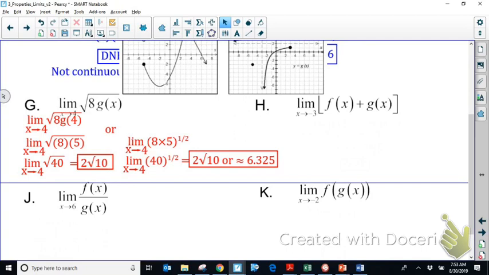Part H is just the sum rule. Evaluate function f and g as x approaches 3 and add them together. And again, function g does not have a limit as x approaches 3, or I'm sorry, -3, so the limit does not exist on that one.